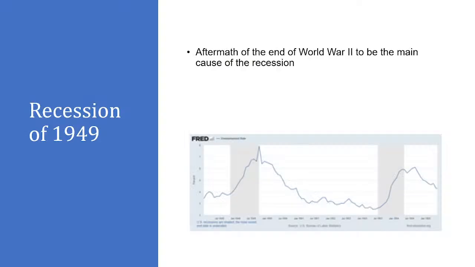Then the recession of 1949. So it happened after the Second World War. Again, a similar type as that of 1945, and you can see the graph here. The 1945 one was massive. So from 1945 to 1950 there was a decline in the GDP in that period.